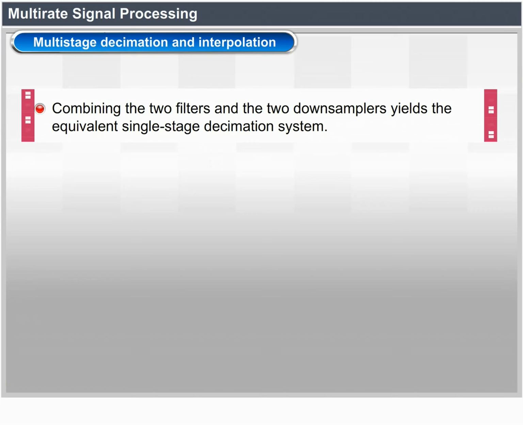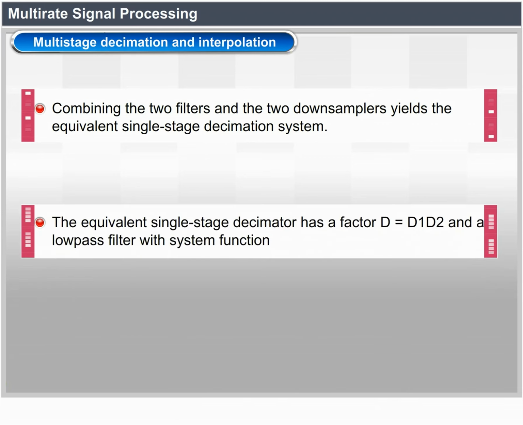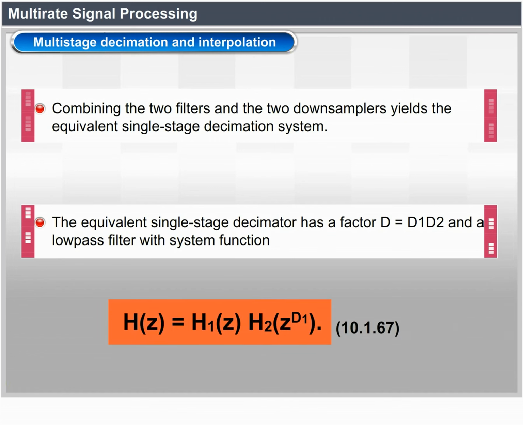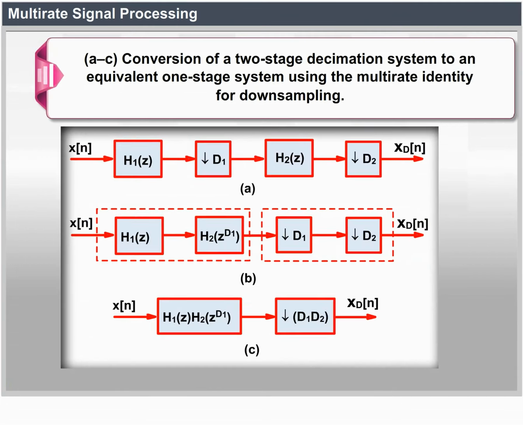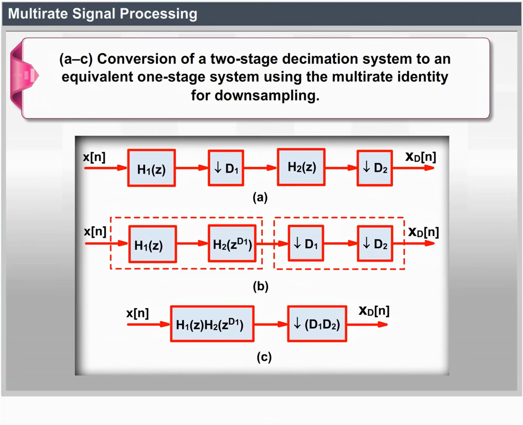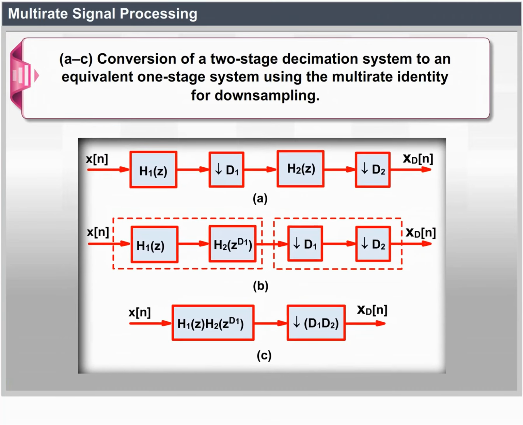The equivalent single stage decimator has a factor D equal to D1 x D2 and a low pass filter with the system function H(z) = H1(z) H2(z^D1), called equation 10.1.67. Figure A to C. Conversion of a two-stage decimation system to an equivalent one-stage system using the multirate identity for downsampling.